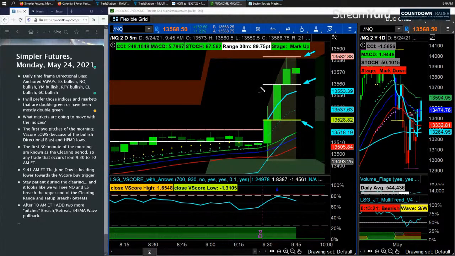Here is your point of control. Here's your value area high. Here's your value area low. This accounts for 70% of the current volume that we've seen since 9:30. This is the most volume that we've seen since 9:30.